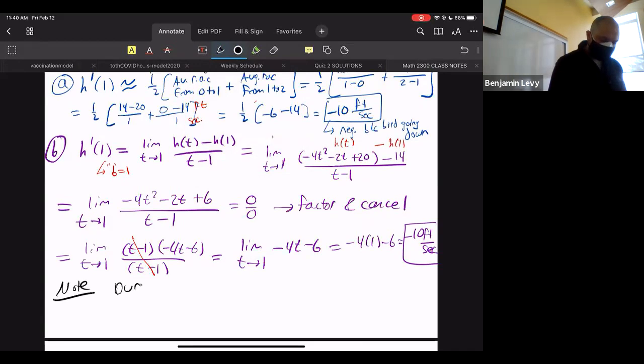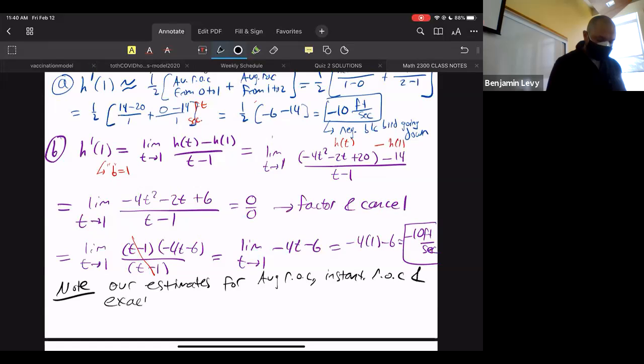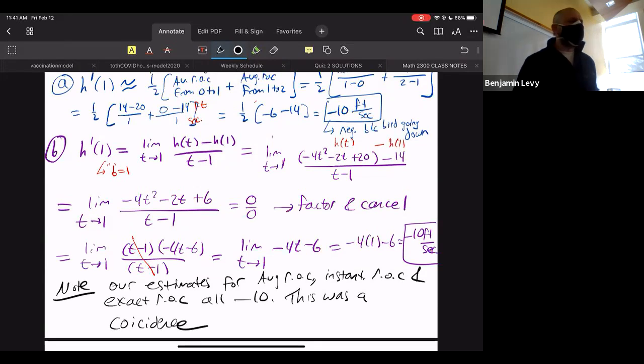So our estimates, let me write that over. So our estimates for the average rate of change, instantaneous rate of change, and the exact rate of change were all minus 10. This is a coincidence. I just don't want you to think like you should always get that. It's a coincidence. Just don't expect it all to happen.